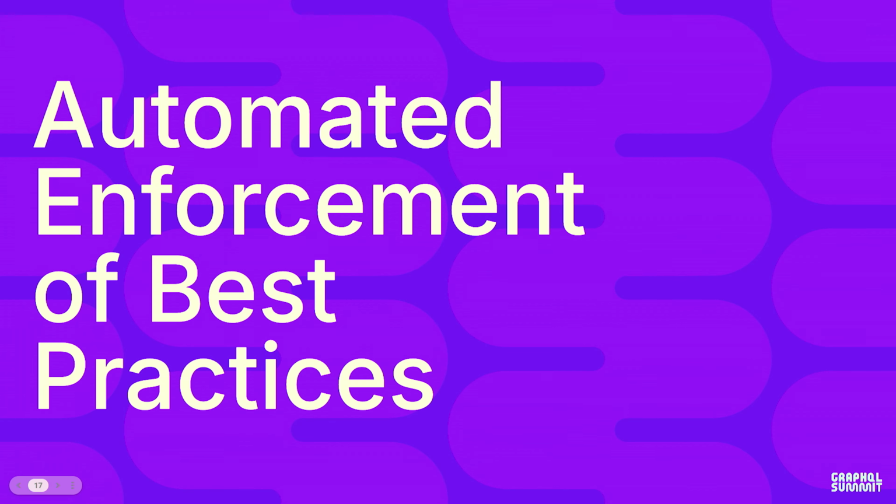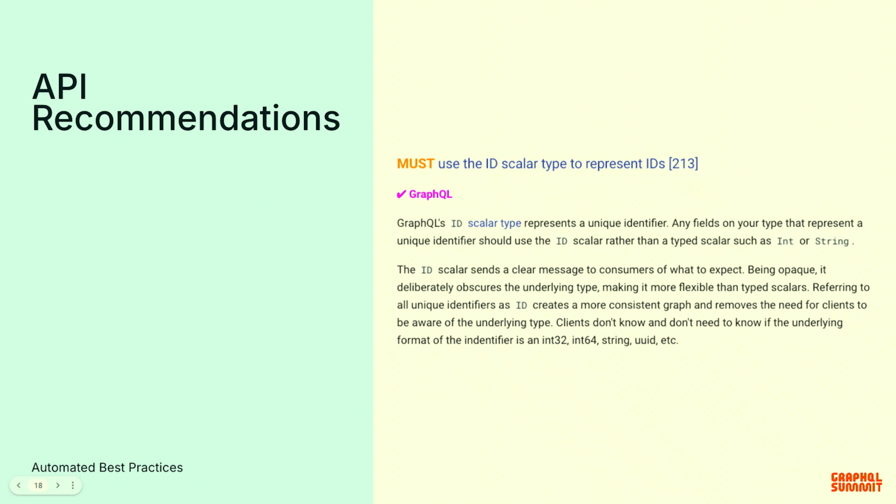But moving straight on to automated enforcement of best practices. In order to scale high-quality subgraphs, we need to have strong governance and ideally automation around that governance. Ensuring that we follow best practices, as I'm sure many of you here have experienced, can be challenging. The first thing I want to talk about is our API recommendations. This is a very manual process.